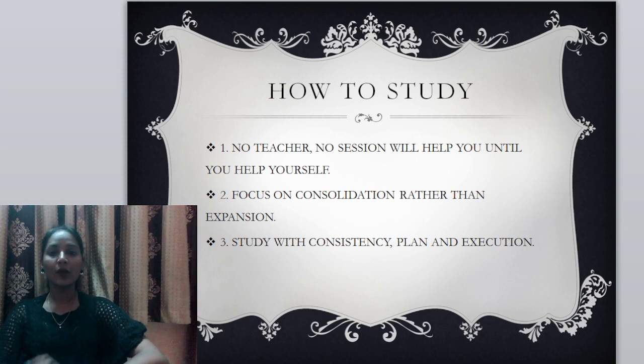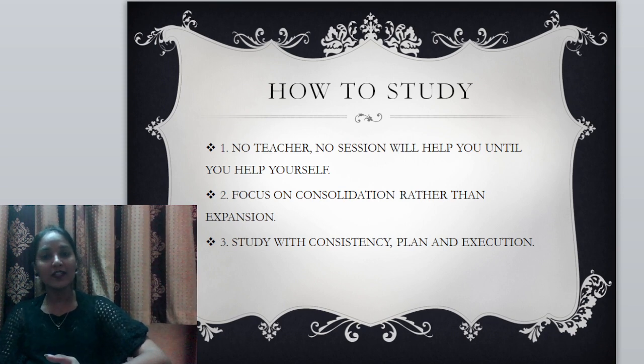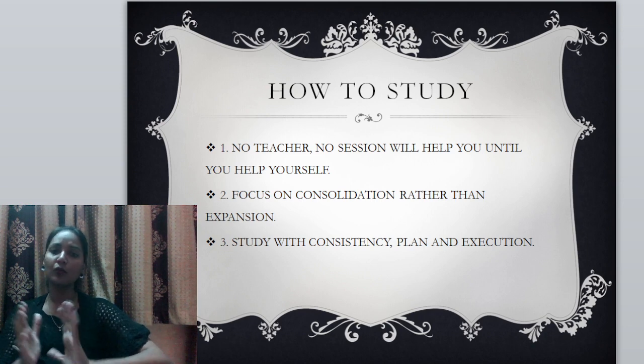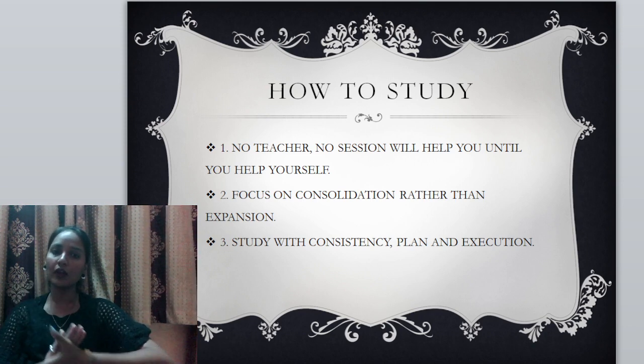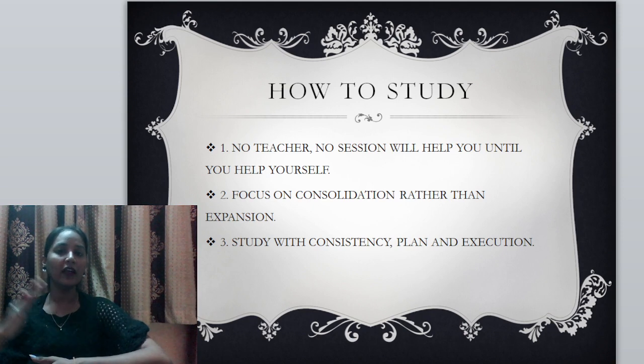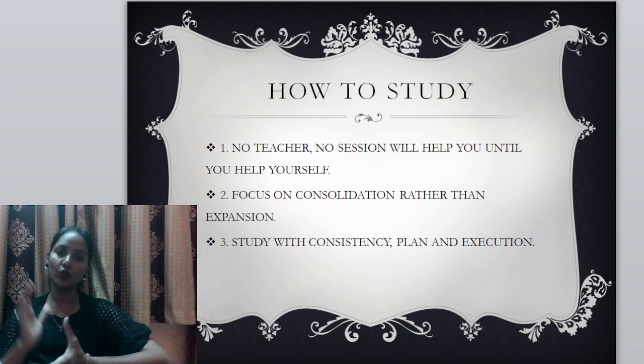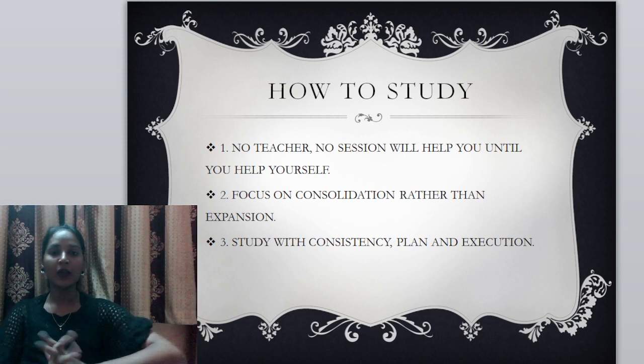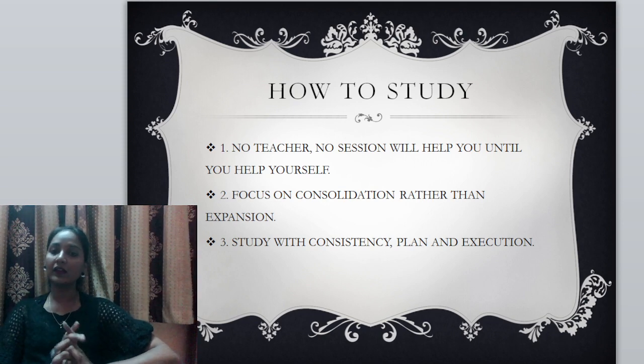Then second is focus on consolidation rather than expansion. Now it means that you use many reference books for social science. That is not needed. You have 4 NCERT texts: history, civics, geography, economics. That is more than sufficient. If you focus on those 4 books, you don't need any other reference books. So you will have to focus on consolidation. You don't have to expand. Now next, third is study with consistency, plan and execution.